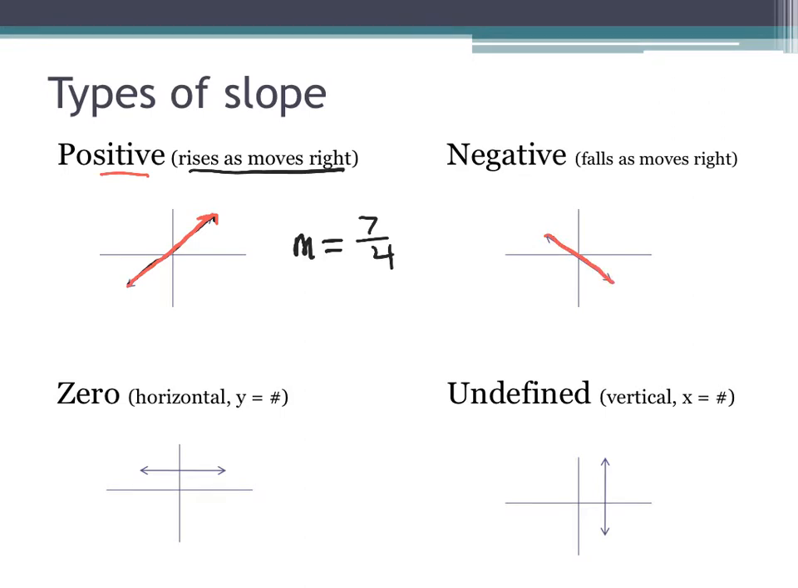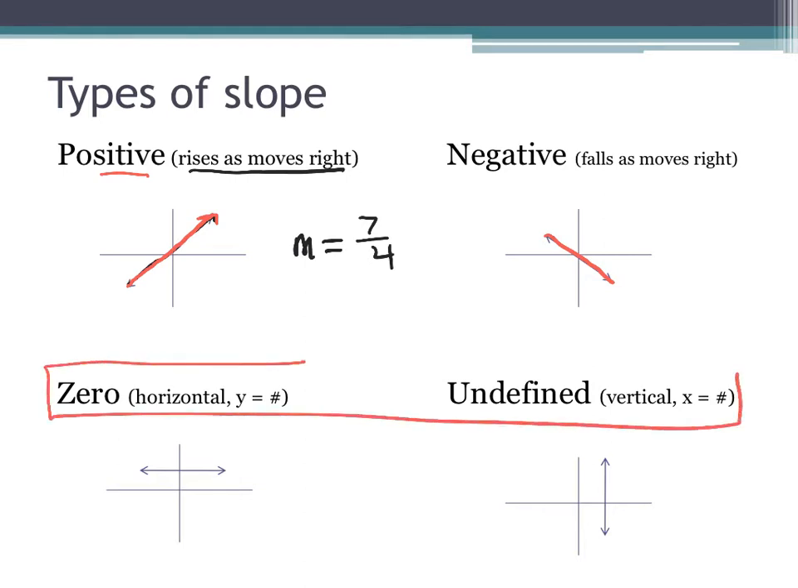A horizontal line. These are the two that everybody seems to forget, so focus in on these. A horizontal line will go left to right. It might look something like this. Let's say we have the line y equals 3. It would look like this: 1, 2, 3. That would be the line y equals 3. And its slope is always 0.